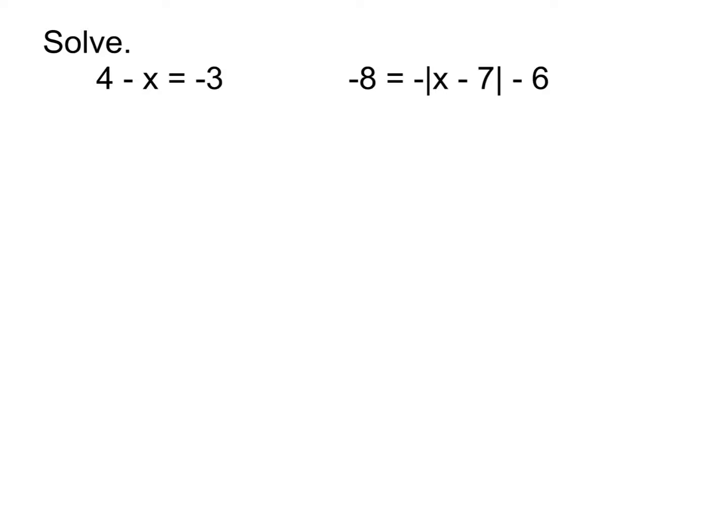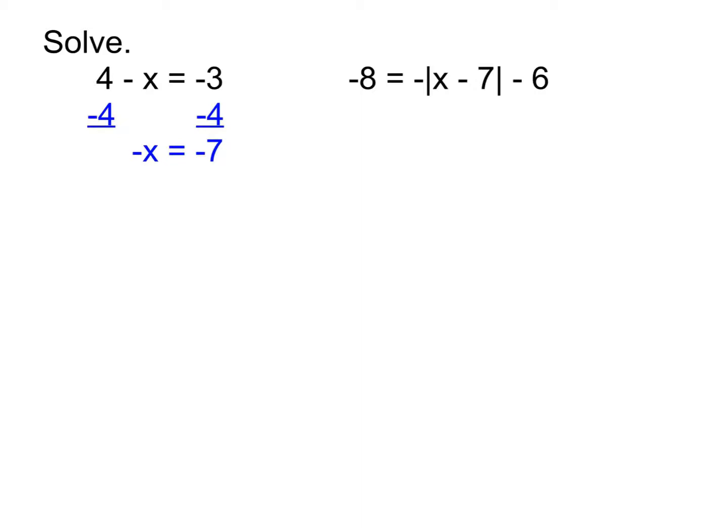So if I'm going to move the 4 out of there, that means I've got to subtract the 4 from both sides. But then notice it leaves me with a negative x, because I got rid of the 4, leaving the minus x behind. So we get negative x equals negative 7, then go from there.